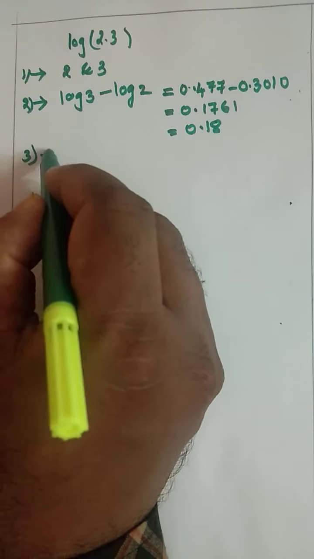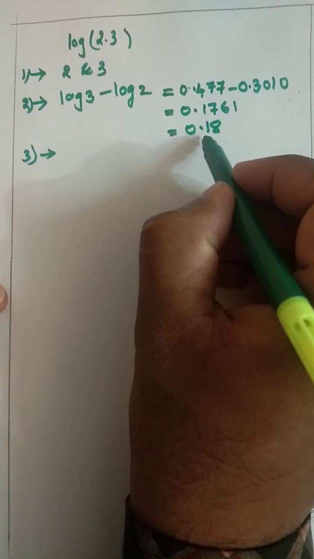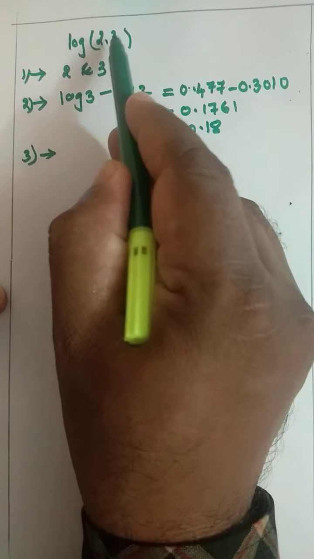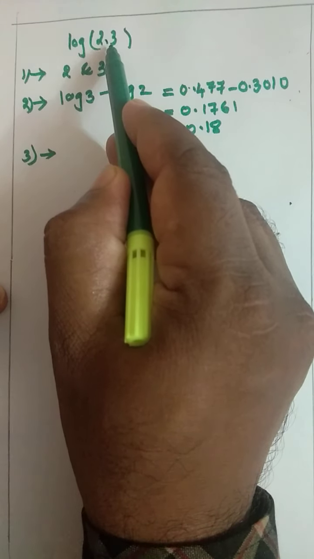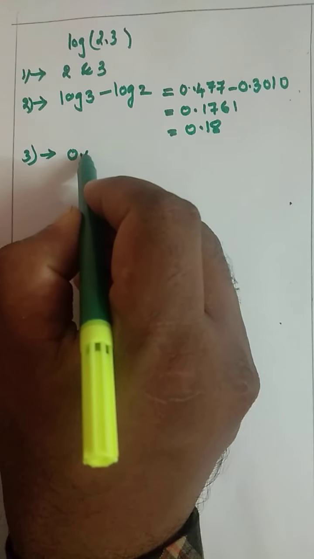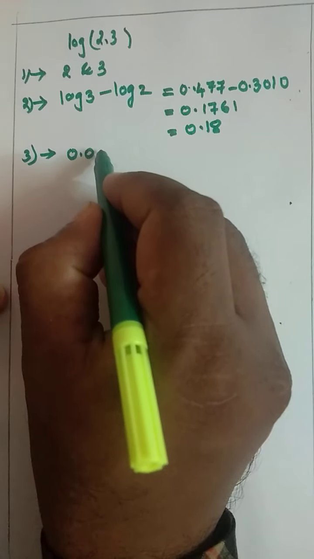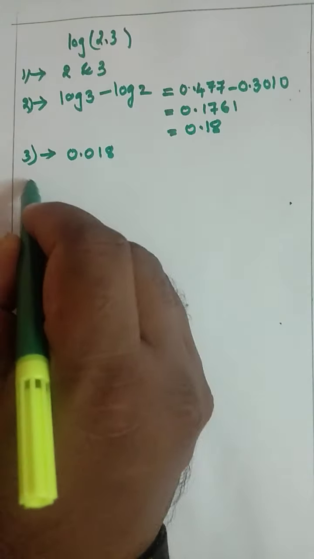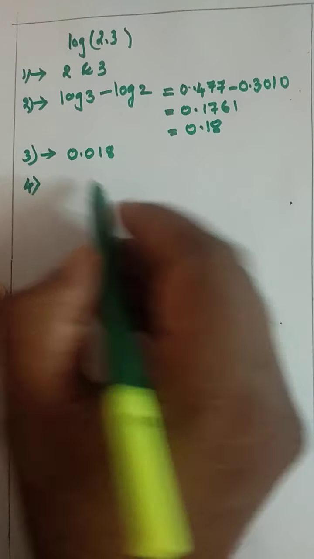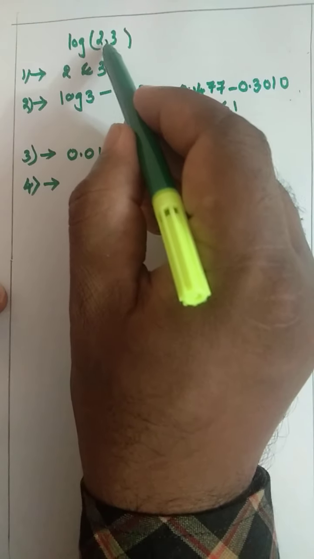Now the third step: what do I need to do to this answer? We have to add zeros depending on the number of digits present after the decimal point here. After the decimal point here there is one number, 3, so the number of digits is 1 only. So we add one zero after the decimal point, and this is the third step answer. Now what is the fourth step? The above obtained answer should be multiplied with the number which is present after the decimal point.